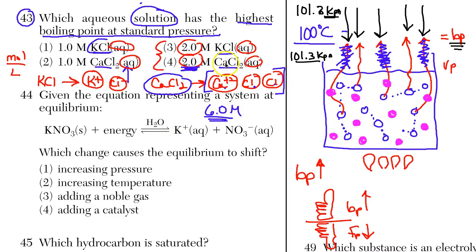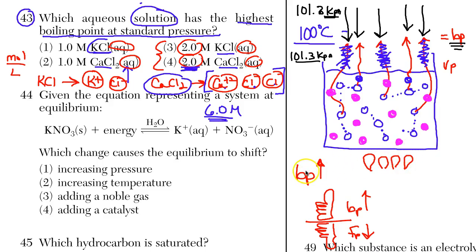So because calcium chloride breaks apart into more particles than potassium chloride, and it should be clear to see how that happens, at the same concentration, calcium chloride is going to get in the way of water more. So calcium chloride is going to have more of these particles that are in the way, and therefore lower the vapor pressure, which means you're going to need more heat.